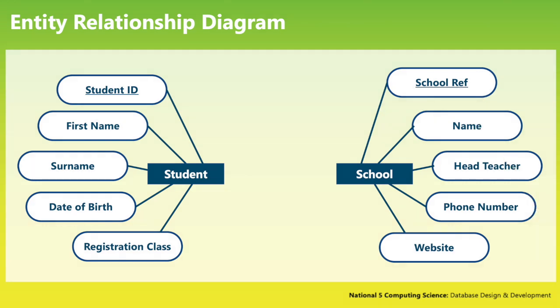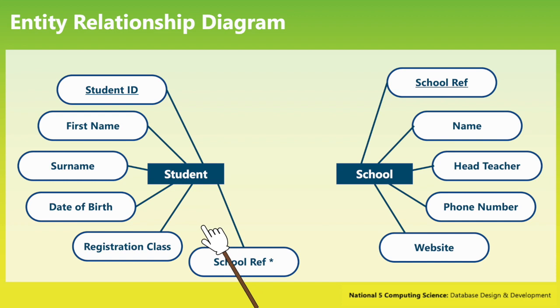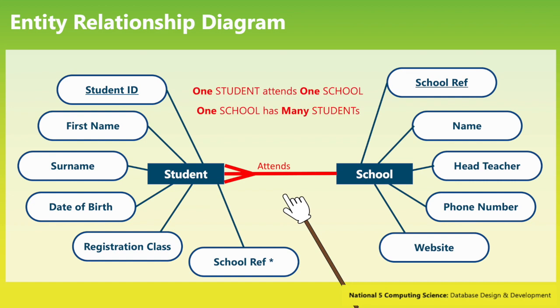Now we've got a primary key, we need to add in our foreign key, and you'll recall from earlier we said that school ref needs to go into the student table, and we indicate that it is a foreign key by asterisking it. We then need to draw the relationship between the two tables, and this is where we draw a straight line, and where we have the foreign key, we draw a crow's foot. And if you tilt your head to the side, it kind of looks like a sideways M, and that symbolises many.